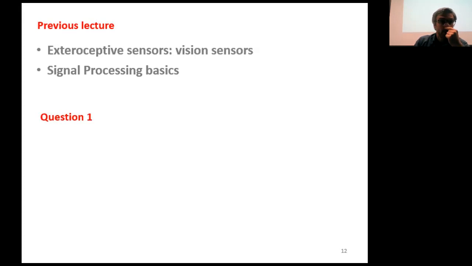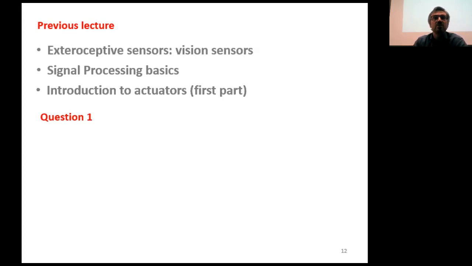Then I was giving you some signal processing basics, going through the non-idealities of a digital implementation of our controller, which means that when we implement the digital controller via software, we can have some delays due to the digital implementation, quantization errors, and also some aliasing problems if the sampling frequency is too low. And then I started to introduce the actuators for robotics. We actually introduced only the pneumatic and hydraulic actuators. And now we come to the most important ones, which are electrical motors.